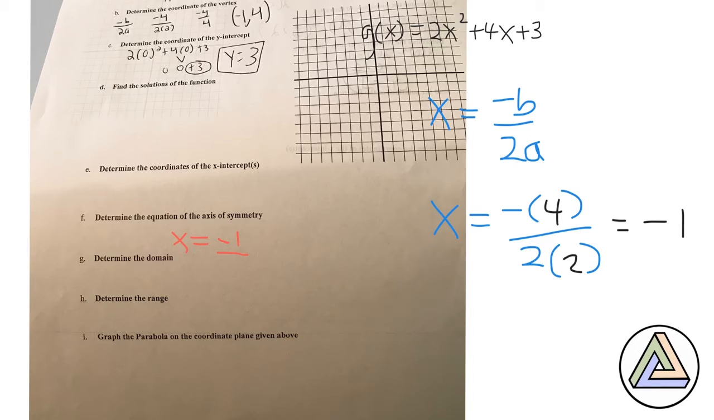That is very important to understand, that you want to include this whole thing, x equals negative 1. That's actually the answer. You don't have to include this underline, but you need to include the whole thing when you're giving the equation of the axis of symmetry. So that's important.